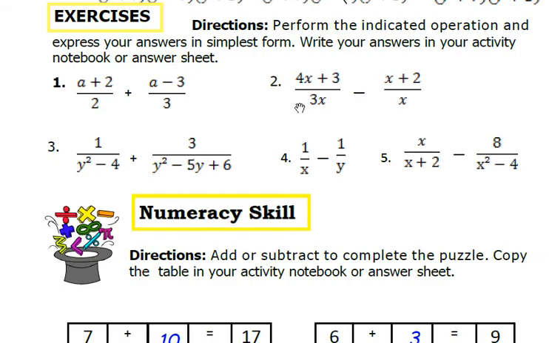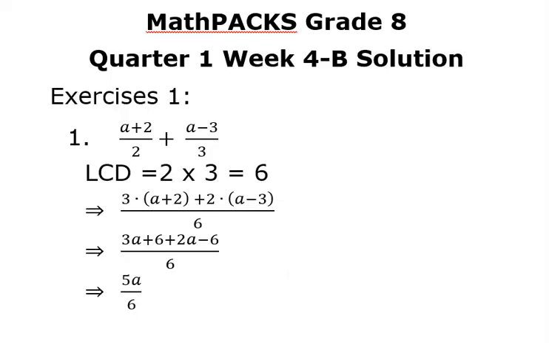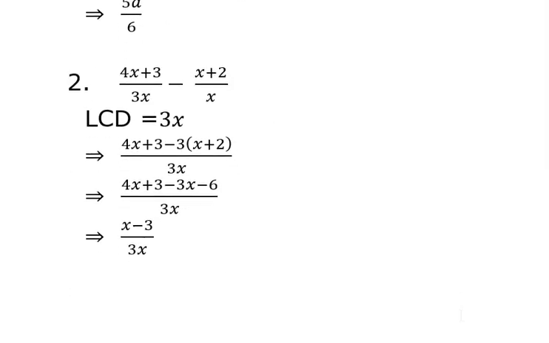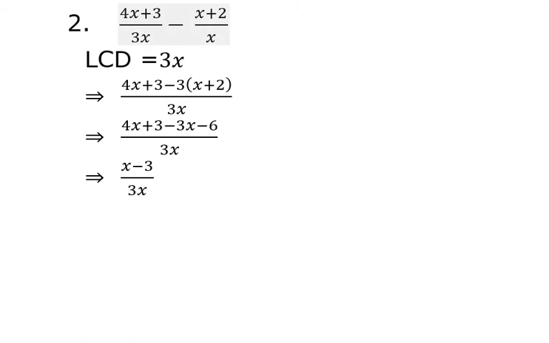Number 2, we have (4x plus 3) all over 3x minus (x plus 2) all over x. Solution, we copy, and we notice we have 3x in the denominator in the first term. Second term, we have x, common is x and 3. So we let the denominator equal 3x. Then moving on, 3x divided by 3x is 1, or simply times 4x plus 3. So we have 4x plus 3 minus 3x divided by x, 3.